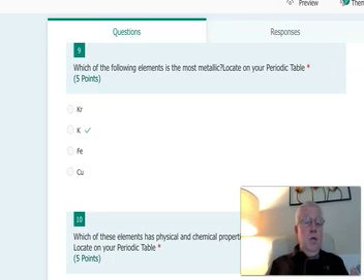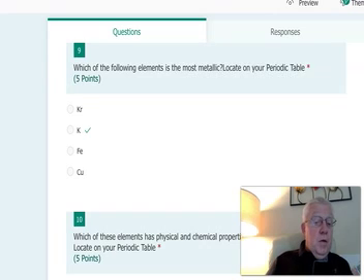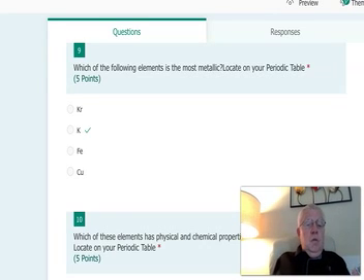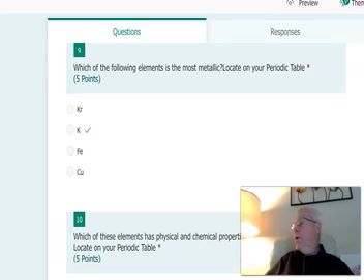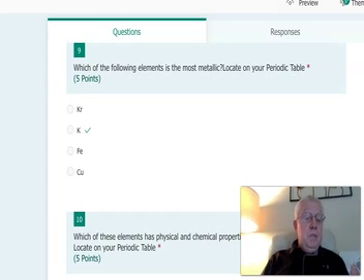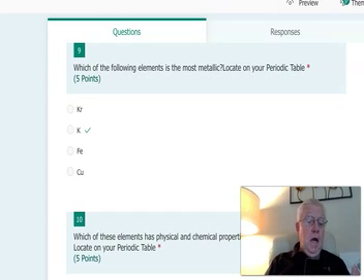All right, so the next question is, which of the following elements is the most metallic located on the periodic table? Well, before we even go look at krypton, potassium, iron, and copper, we need to know what most metallic means. And most metallic means farthest left on the periodic chart.